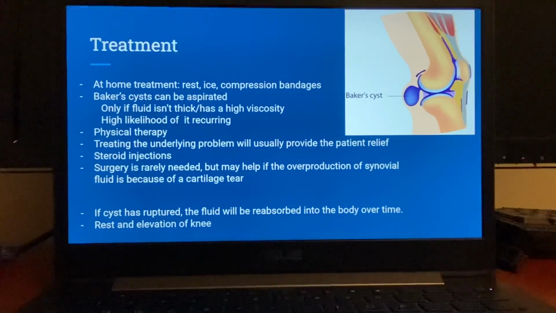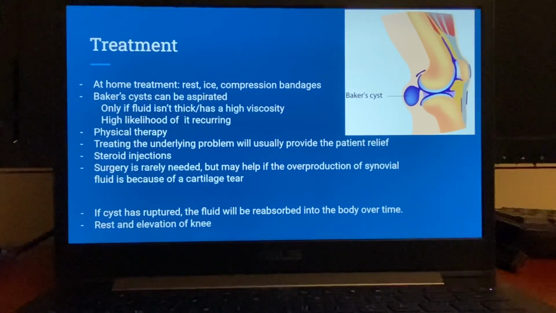Another thing is physical therapy, and probably the most common treatment is actually treating the underlying problem, which usually provides the patient relief. So like I said before, if they have arthritis or ligament damage, it's easier to treat that underlying symptom, which will also help treat the Baker cyst. It can also be treated by steroid injections. Surgery is rarely needed but can help if the overproduction of the synovial fluid is because of a cartilage tear.